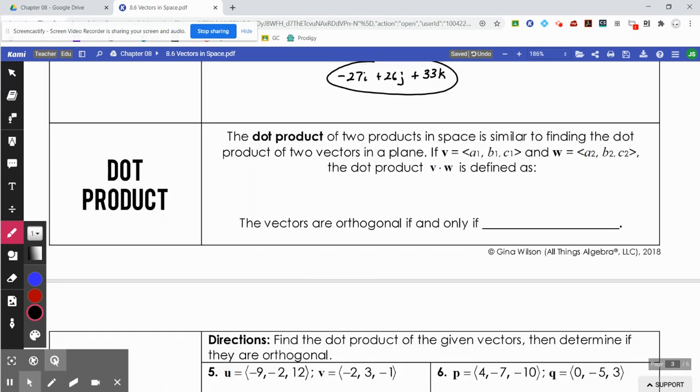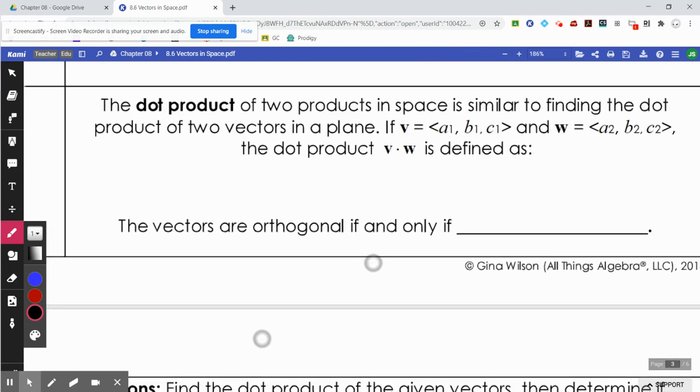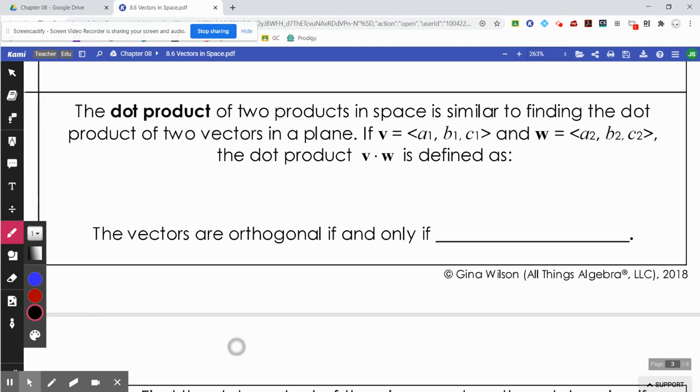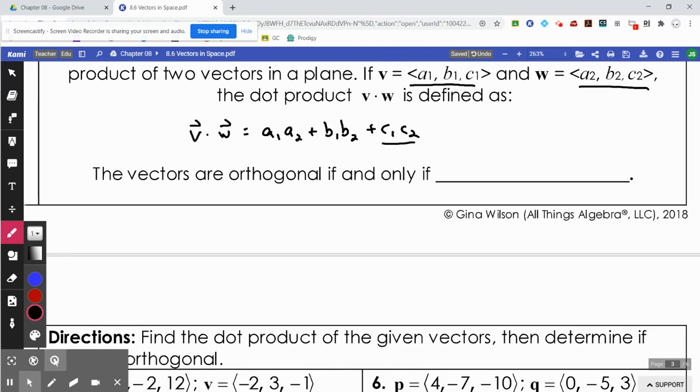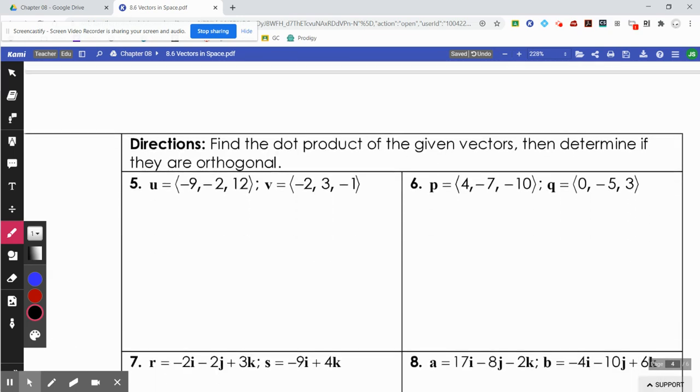Okay, next up, talking about the dot product. And again, you're going to see the similarities as well. The dot product of two vectors in space is similar to finding the dot product of two vectors in a plane. If your two vectors are given here, then the dot product v dot w is equal to a1a2 plus b1b2 plus c1c2. And again, this is the only new part. And just like before, the vectors are orthogonal or perpendicular only if v dot w is equal to 0, just like before.